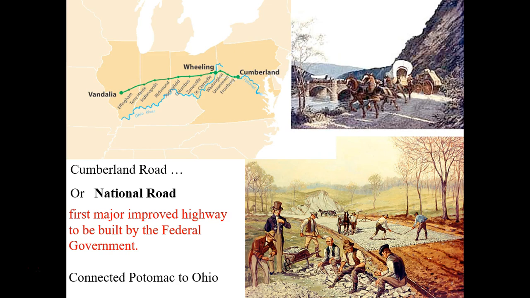trails that these horses and wagons would take weren't necessarily safe. They weren't level. There was a lot of uneven ground, and so the National Road sought to create some type of highway for safe land travel for horses and wagons.